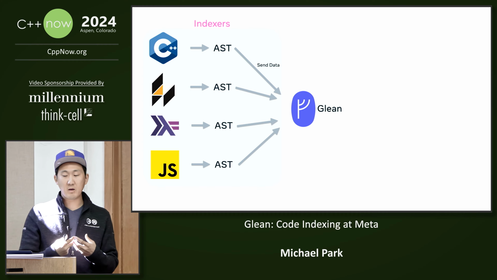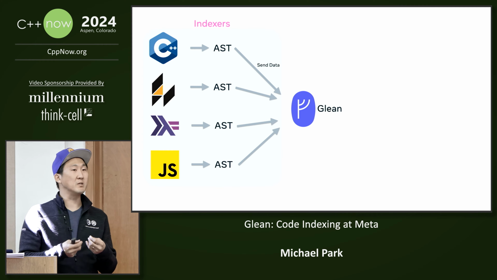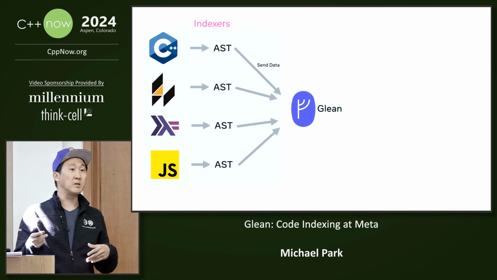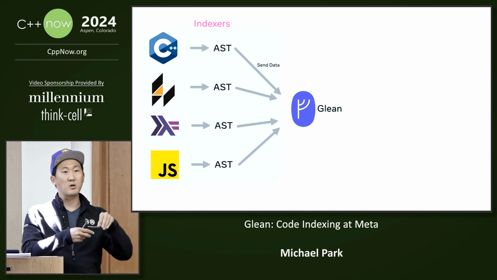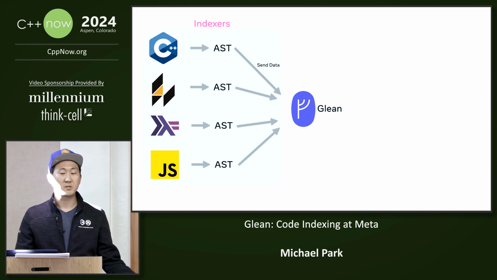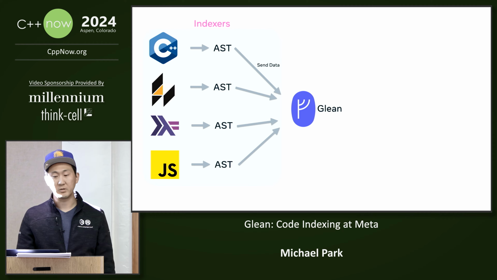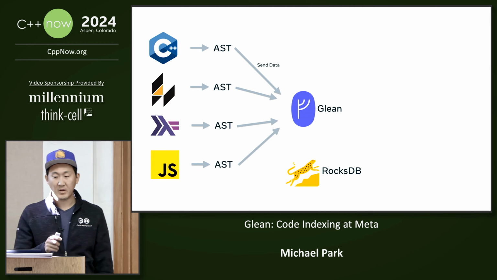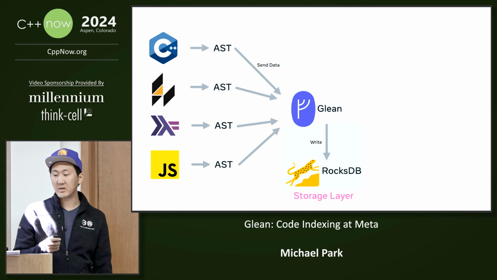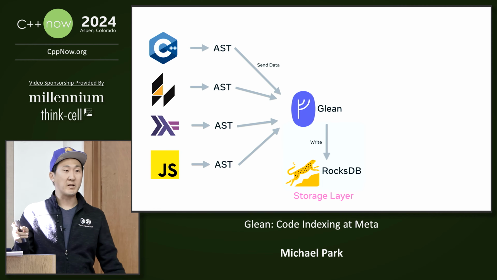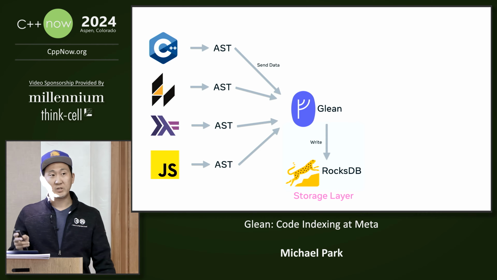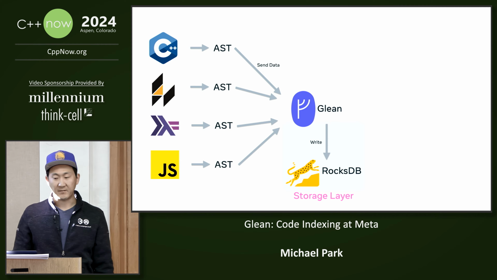My area of maintenance and development is mainly the C++ indexer. So even though I'm telling you about Glean as a system, I don't really work on Glean core all that much. But of course, I need to understand it to be able to use it. Glean uses RocksDB as the storage backend. So this is the storage layer. I'm not going to say anything more about that than this. We're just going to treat that as a black box as to how they do that.